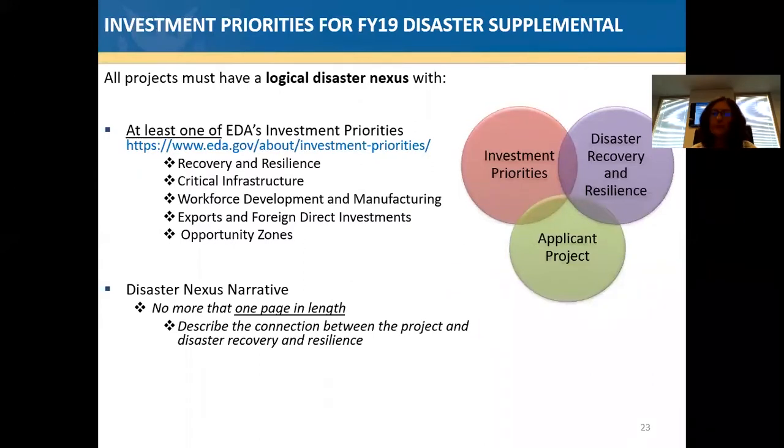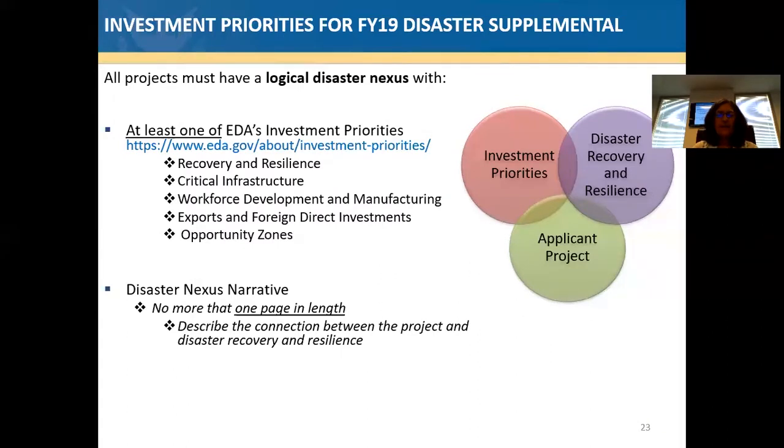And so I want to review two very, very important overlays for our funding. The first is EDA's investment priorities, and the second is what we call the disaster nexus. EDA has 5 different investment priorities, and an applicant will need to show a connection to at least one of these investment priorities. But obviously, if your project is supporting more than one, then that would be worth also mentioning in your application.